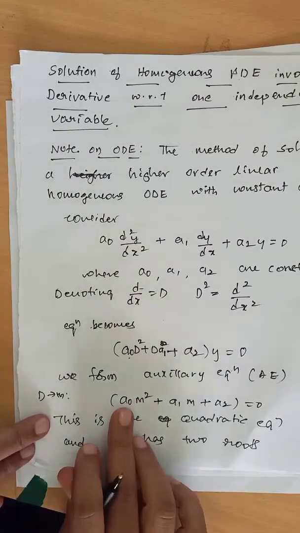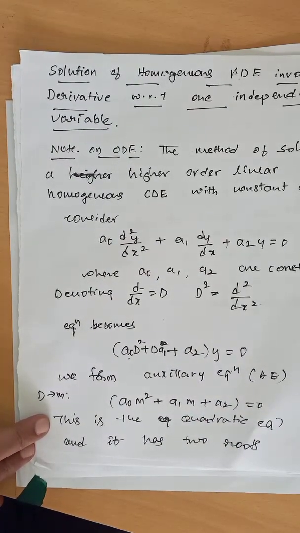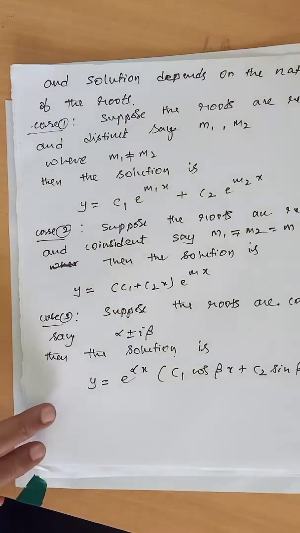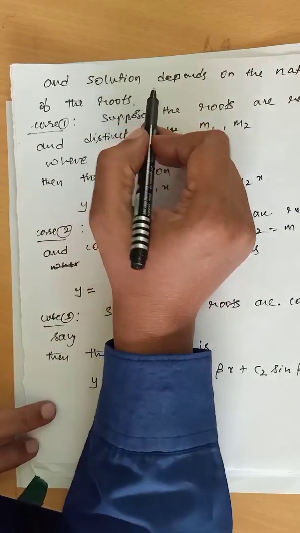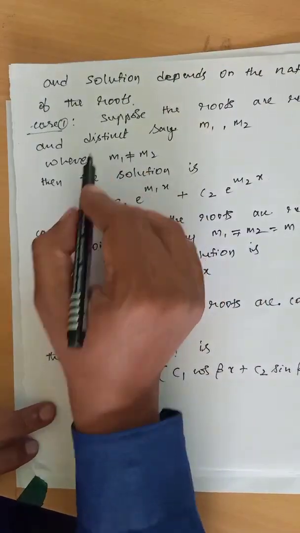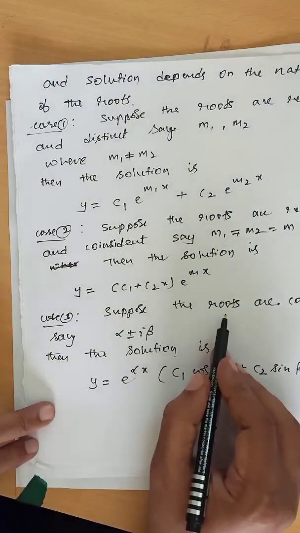We can easily conclude this equation is a quadratic equation. You know, the solution of quadratic equations may be of three types. Maybe the roots are real and unequal, the roots are real and equal, the roots are in complex form. So here the solution of the ordinary differential equation depends on the nature of the roots. That is why we consider three cases. Case 1, the roots are real and distinct. Case 2, the roots are real and equal. Case 3, the roots are in complex form.